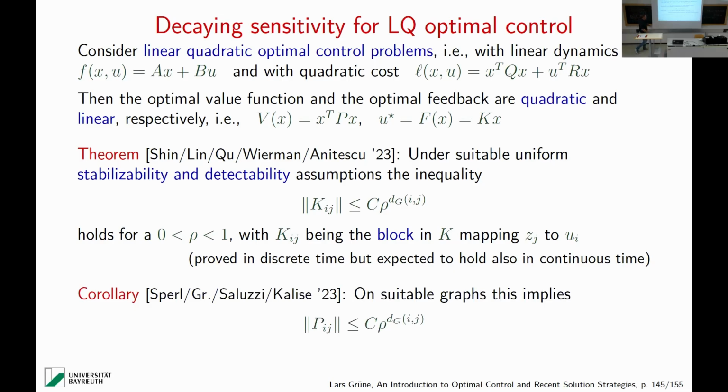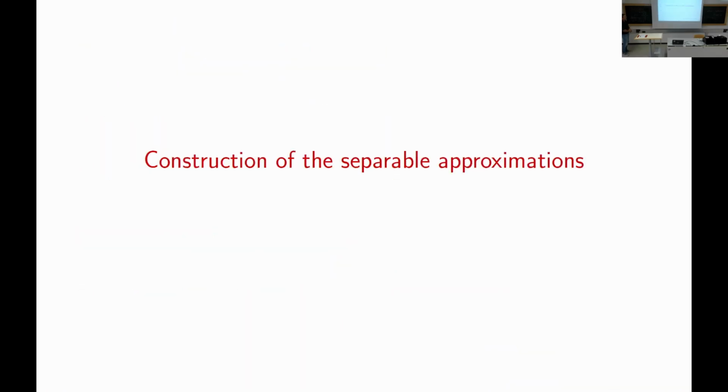And a corollary that we had, at least on suitable graphs, which are a little bit restricted, but not too much, is that the block P_ij of this P matrix up here satisfies the same inequality, which essentially says how much the states of system i and system j are multiplicatively connected. This is really the multiplicative connection, but in the value function, not in the dynamics. And this also fades out. This is what we call exponentially decaying sensitivity.